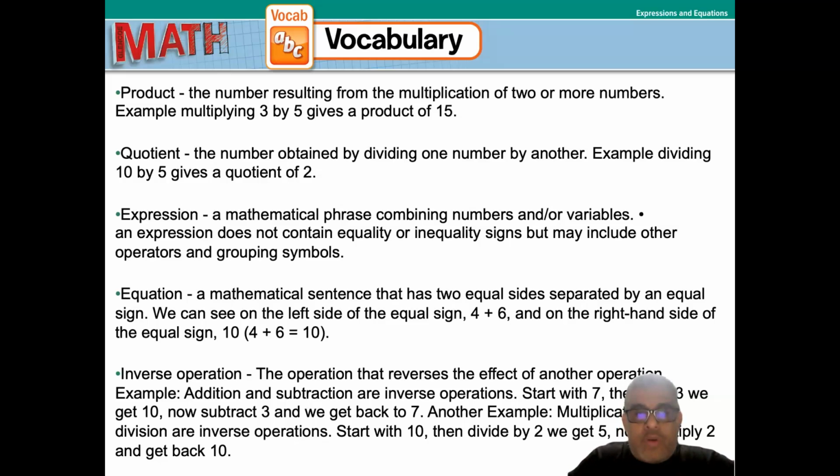We're going to read the word expression, and the definition. A mathematical phrase combining numbers and or variables. An expression does not contain equality, the root word being equal, or inequality.